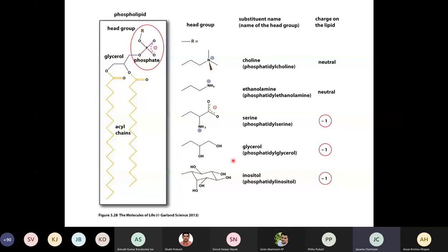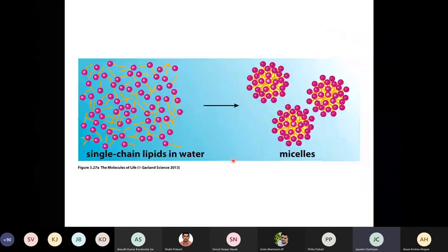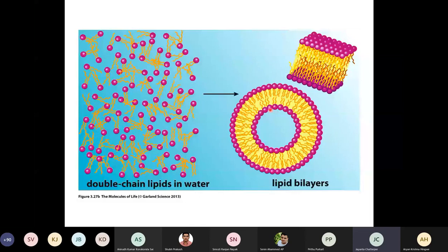Yeah, so I was talking about the lipids. We had a little bit of discussion about single tail lipids forming micelles, and the double tail lipids forming lipid bilayers. It also depends, many times, on the way you form them. For example, if you have just pure lipids, whatever lipid it is, double tail lipid, and along with that you add some other heterogeneous lipids, the structure can be quite different.